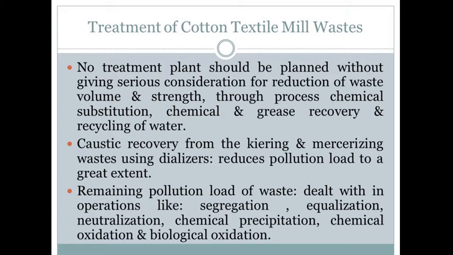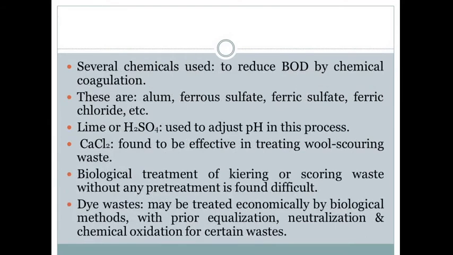So these are the various processes that are carried out: chemical precipitation, neutralization, equalization, and chemical oxidation for the treatment of the waste. Several chemicals are used to reduce the BOD by chemical coagulation. These are alum, ferrous sulfate, ferric sulfate, and ferric chloride, while lime or H2SO4 is used to adjust the pH in the process. If the pH is high, we can use an acid like H2SO4, and if the pH is low, we can add lime to adjust the pH in the equalization and neutralization process.